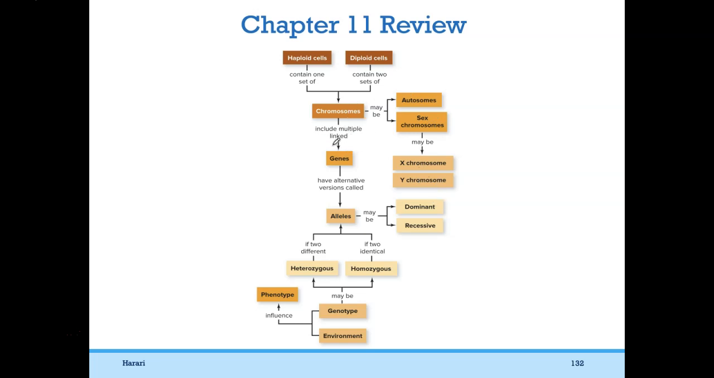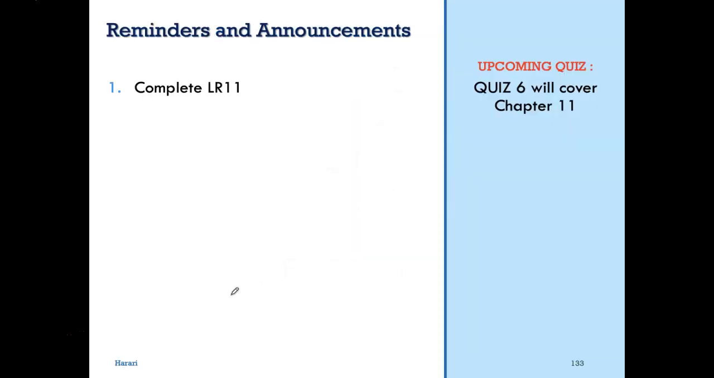Chromosomes contain genes that have alternate versions called alleles. Each allele could be either dominant or recessive. If there are 2 identical alleles, we say that it's a homozygous genotype. If there are 2 different alleles, we say that it's a heterozygous genotype. And genotype plus the environment influence phenotype. So that is the end of our genetics chapter.